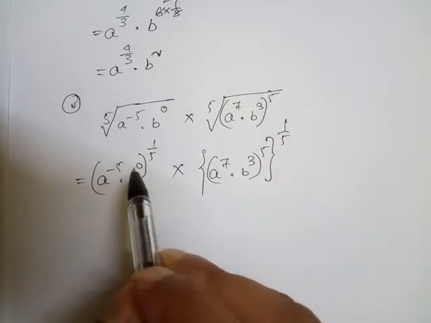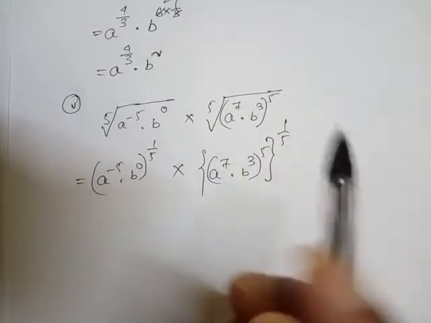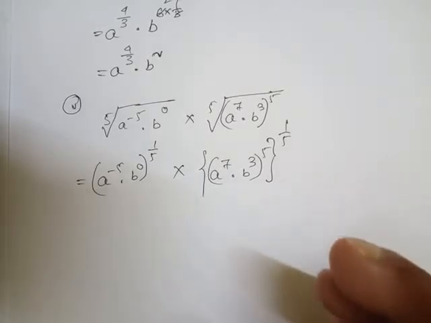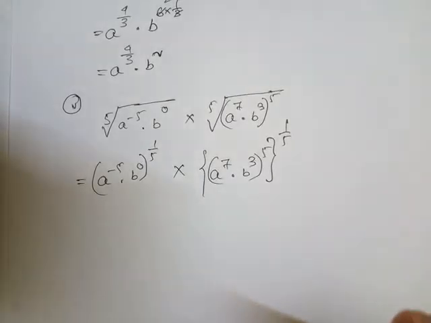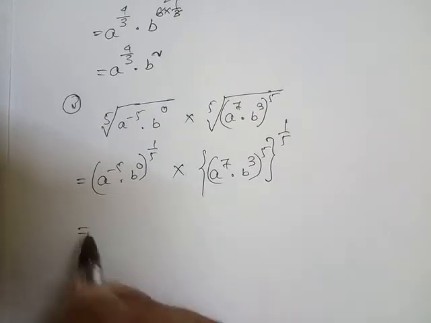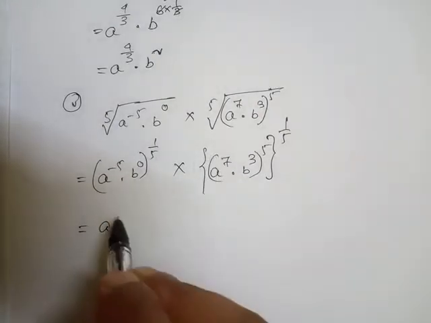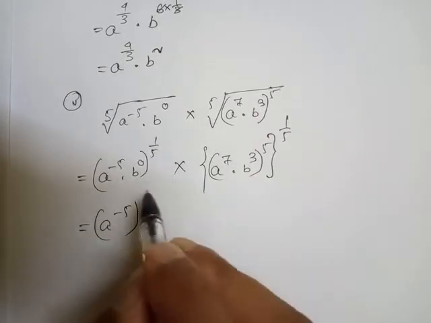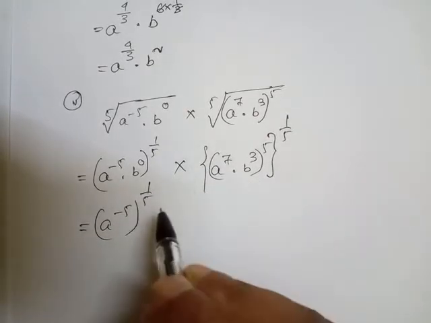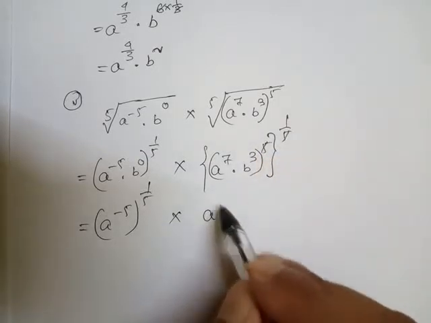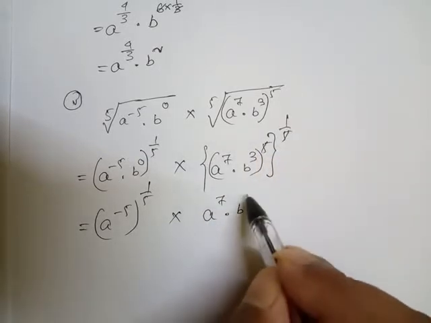Now b to the power 0 is 1. We know the formula a to the power 0 is 1, and in my last video I already said that anything to the power 0 is 1. So here also b to the power 0 is 1, I am writing 1 here. So a to the power minus 5 whole to the power 1 by 5, into that, 5 and 5 cancel, so the remaining part would be a to the power 7 and b cube.